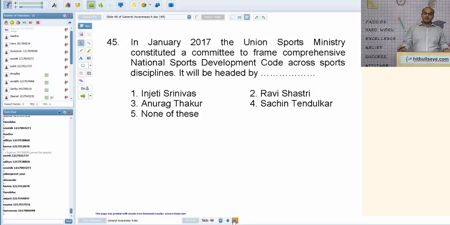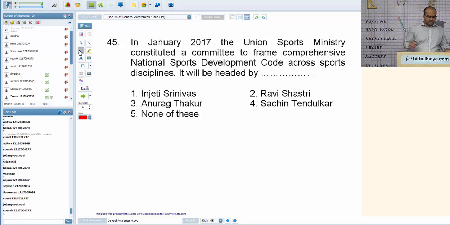Next, in January 2017, the Union Sports Ministry constituted a committee to frame a comprehensive national sports development code across sports disciplines. It will be headed by which of the following personalities? So a prominent sports administrator, Mr. Injeti Srinivas, is the correct answer.